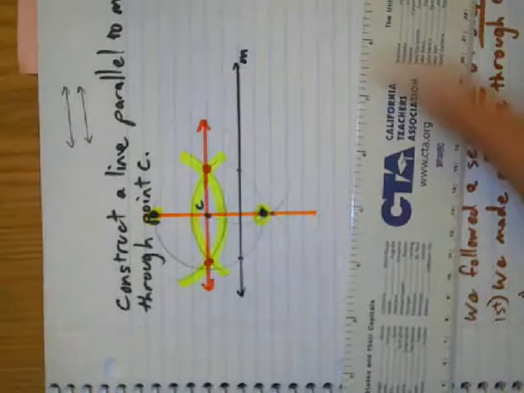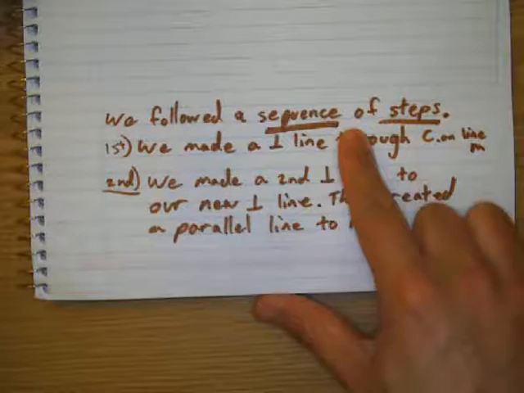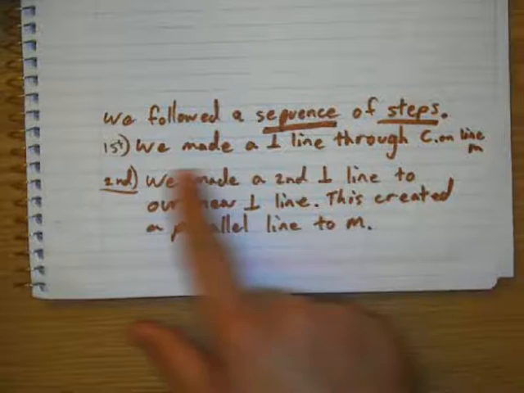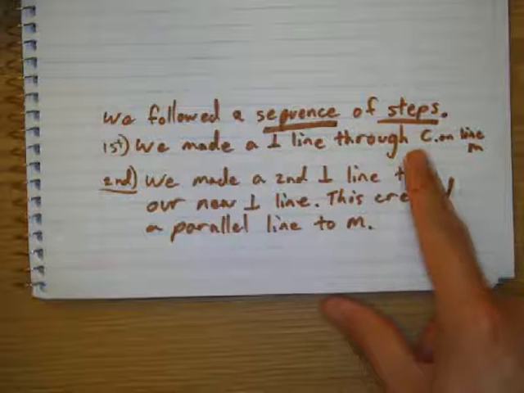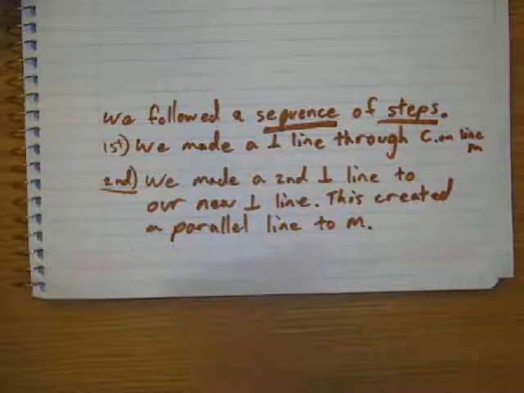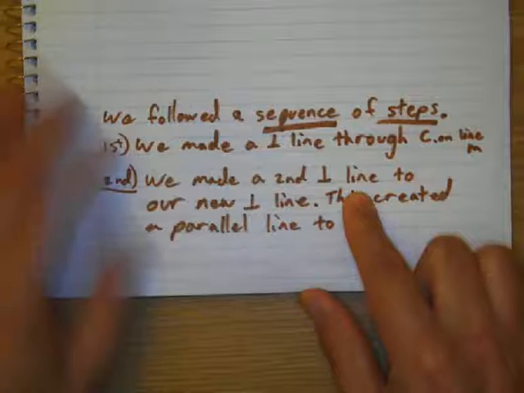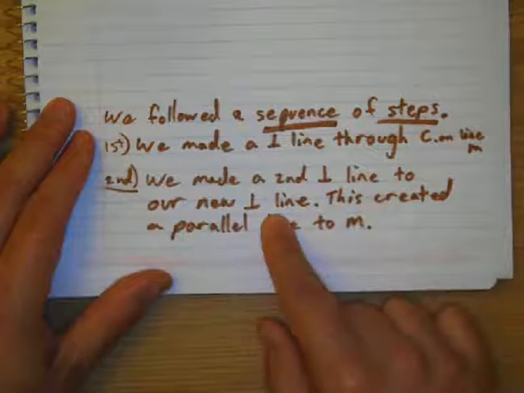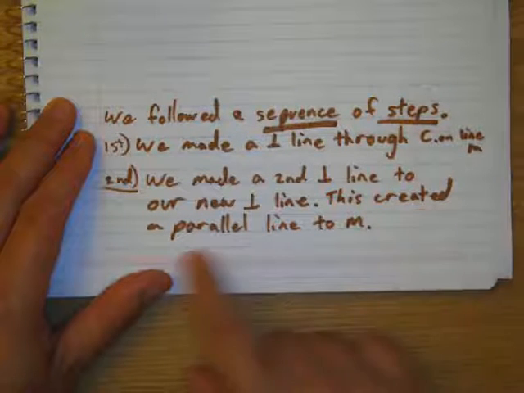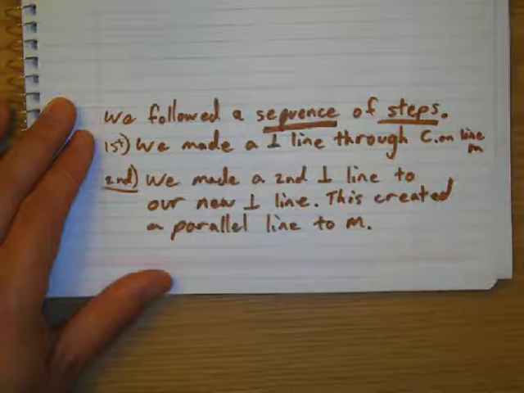So in summary, here's what we've just done. We followed a sequence of steps. The first thing we did was we made a perpendicular line through point C on line M. Then the second thing we did is we made a second perpendicular line to our new perpendicular line, which created a parallel line to line M. Please pause and play back as many times as you need until you understand this.